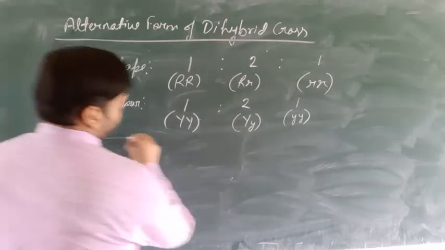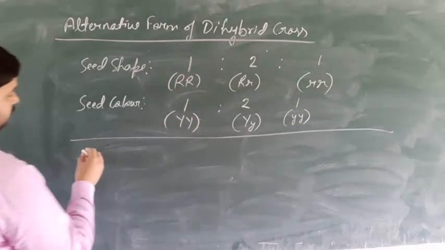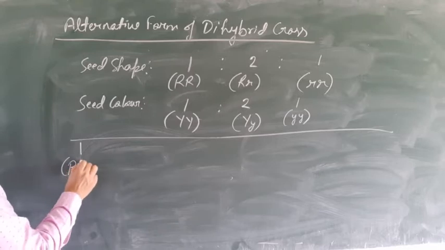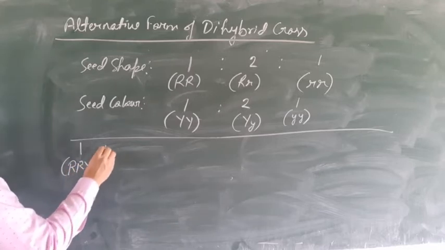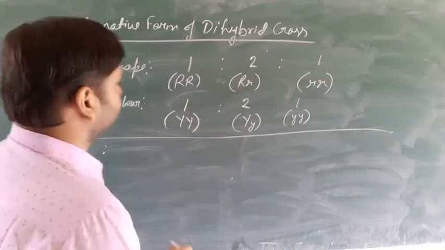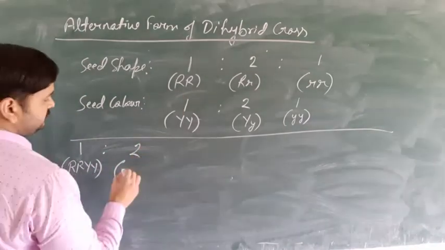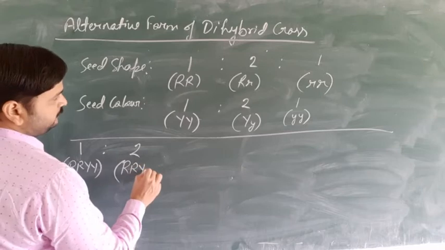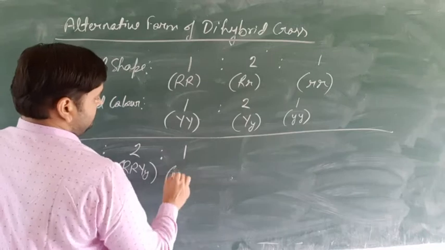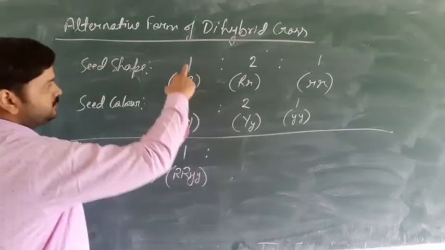Now you make the cross. 1 one is 1. 1 will be capital R capital R, capital Y capital Y. You may compare that same result with the Punnett square. 1 two is 2. 2 will be capital R capital R, capital Y small y. 1 one is 1. 1 will be capital R capital R, small y small y. Then all the possibilities with this one are over.